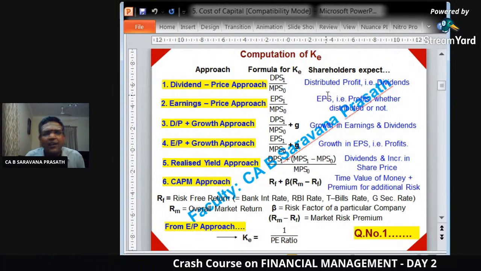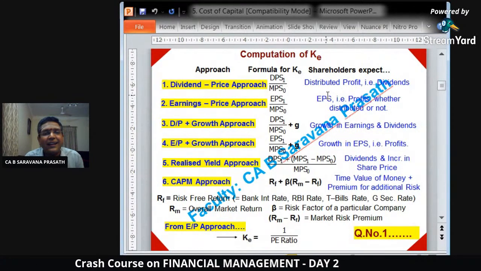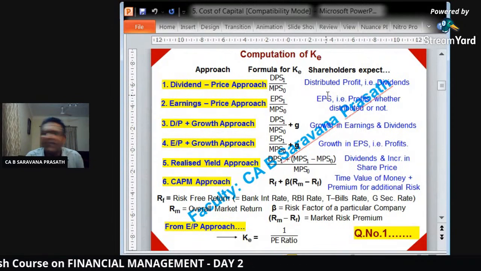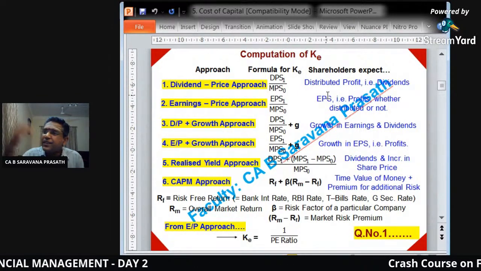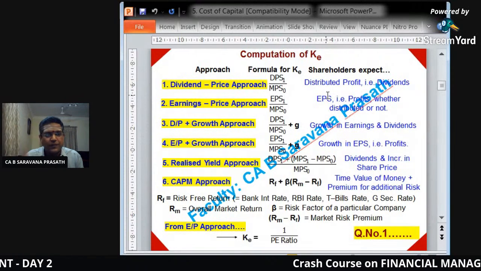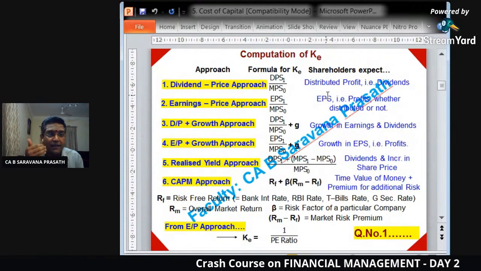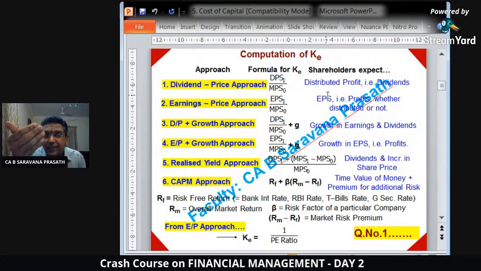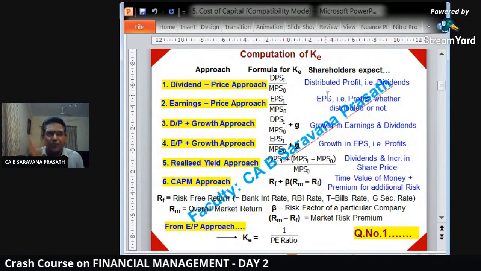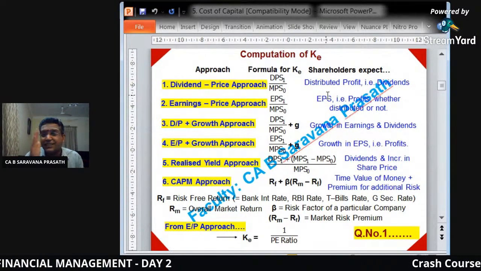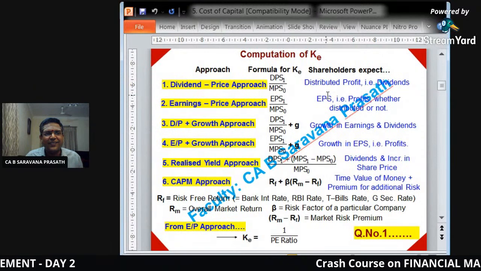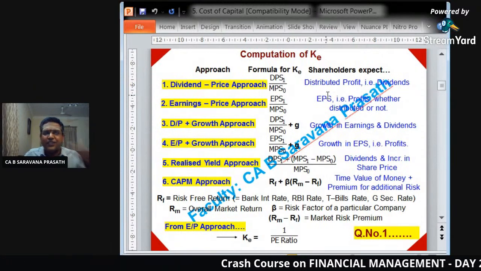Now, what is the formula under the dividend price approach? Very simple. Next year's dividend divided by today's market price. I will repeat. Next year's expected dividend divided by today's market price. That is the shareholders' expectation. Why do we take next year's dividend?